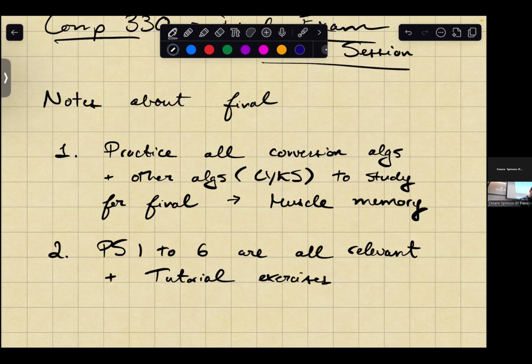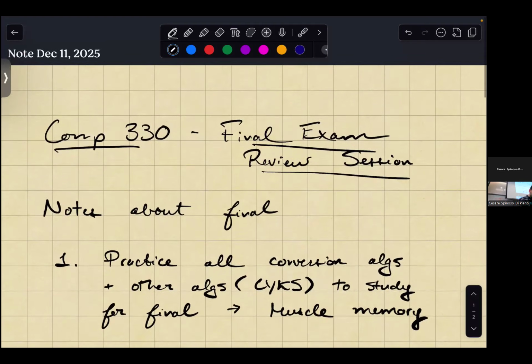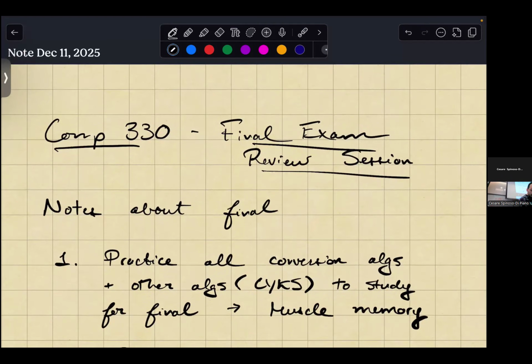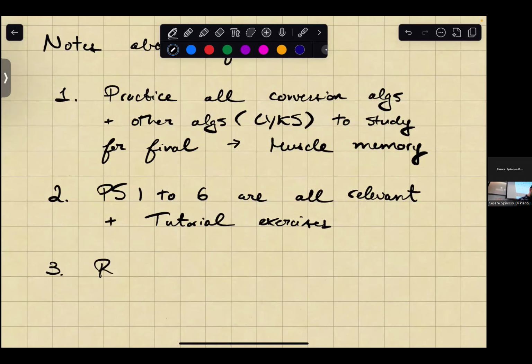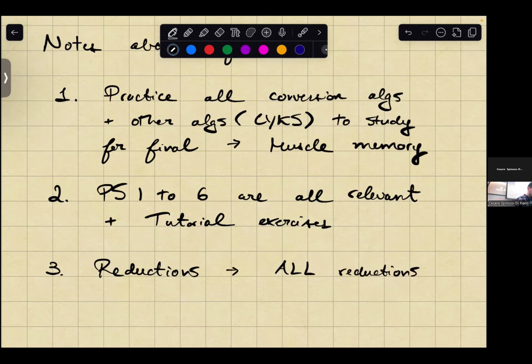And the last thing is maybe the most challenging. Sorry, there's some water on my screen. The most challenging part of this course might be reductions. Well, not might, it definitely is. And so in terms of reductions, please make sure to do all the reductions that were in the problem set, especially in problem set 5 and problem set 6. Okay, so these are very important for you to do. Those are general notes about the final exam.